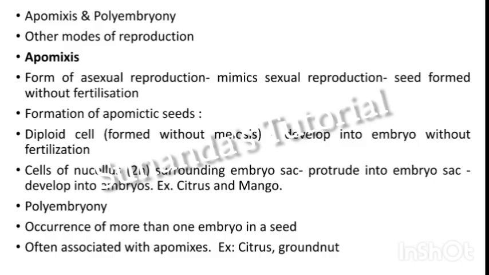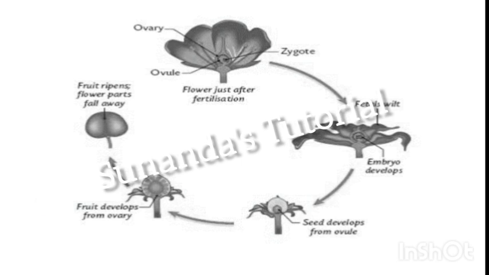Then what is apomixis? Apomixis is the formation of seed without fertilization. And what is polyembryony? The occurrence of more than one embryo is called polyembryony. Poly means many, so polyembryony. So this is the overall life cycle of a typical angiosperm.